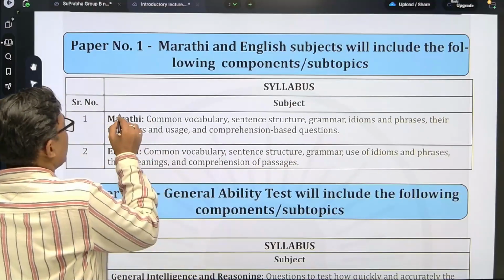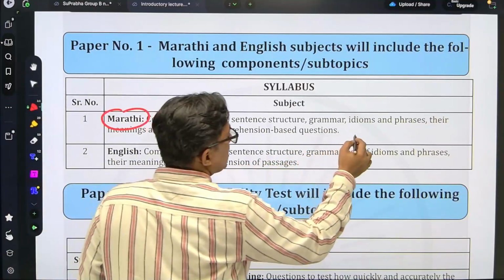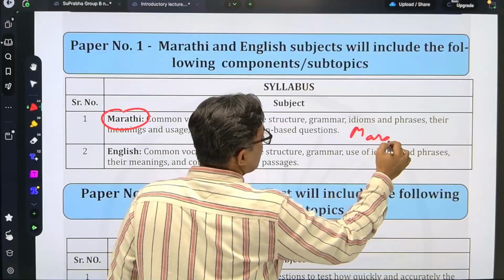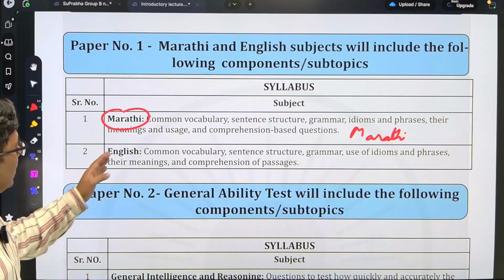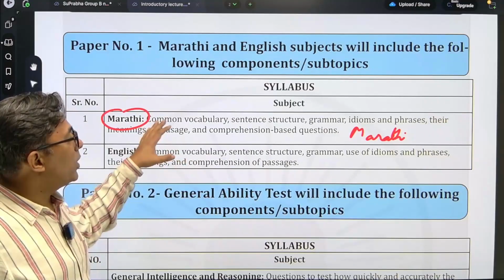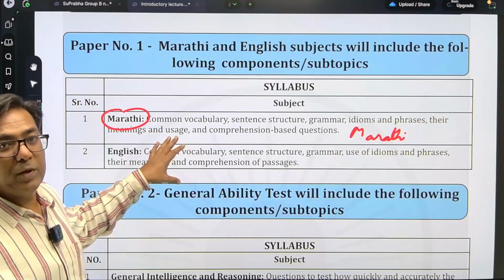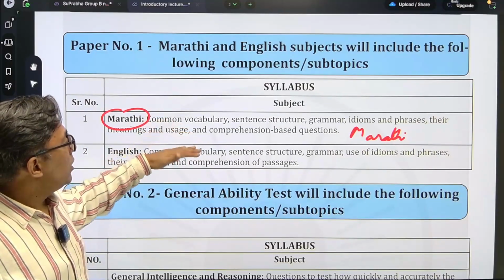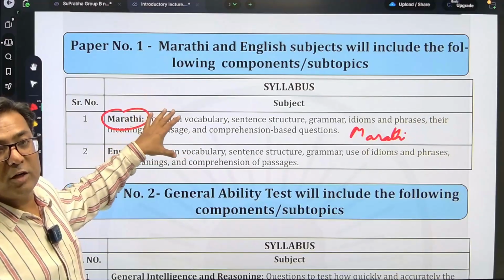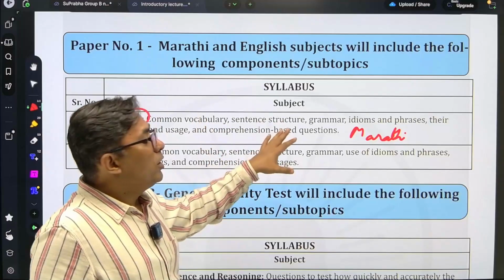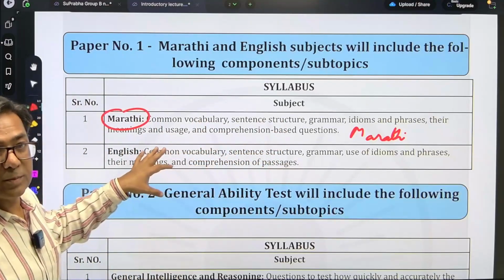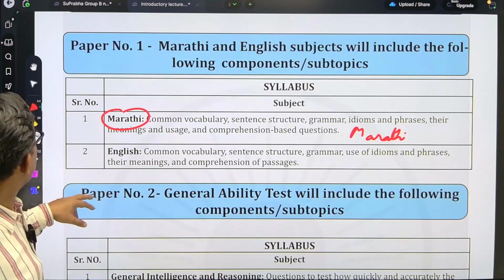Mind you, the Marathi questions would be asked in Marathi itself. I have just given you the syllabus in English so that you can understand. And English also has the same syllabus. So for Marathi and English, the first mains paper, 50 questions in Marathi, 50 questions in English, 100 questions in all. Time allotted is 1 hour for these 100 questions, and the total weightage is 200 marks. All MCQs.